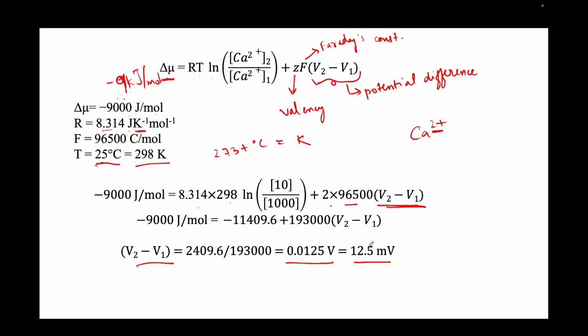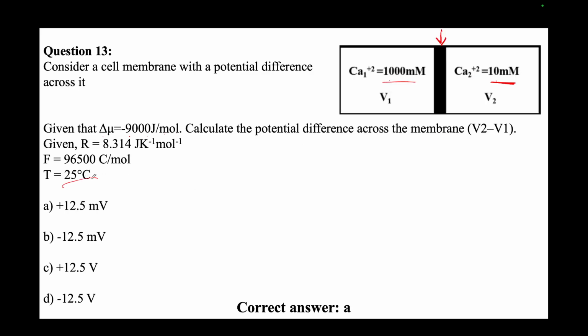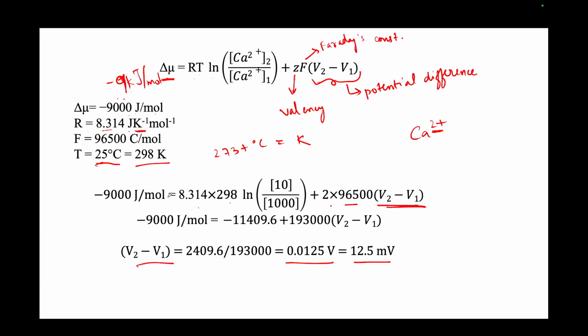You have to be very careful about the unit also, because all the answers are 12.5. Okay. You have to be careful about whether you are getting a positive value or a negative value. So, here when you solve this whole thing, you will get a positive value for V2 minus V1.